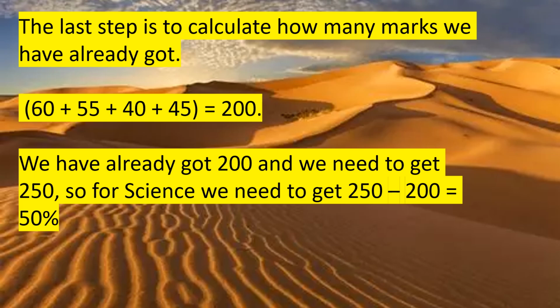Okay, the last step is to calculate how many marks we've already got. So for the subjects we've already finished, we got 60 and 55 and 40 and 45, which add up to 200. So we already got 200, and we need to get 250. So for science, we need to get 250 minus 200. We need to get 50% to get our overall 50% average for grade 10.